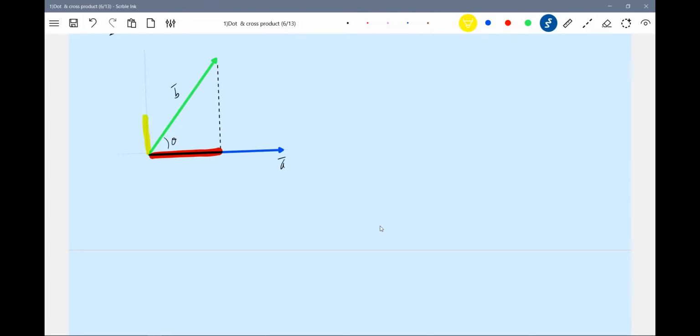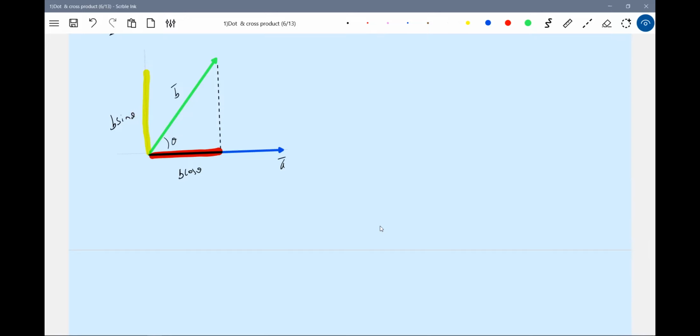Okay, definitely when I resolve, I do get 2 components: one horizontal component, the other vertical component. So this will become B cos theta. This component will be B sin theta. What are B cos theta and B sin theta? They are the rectangular components of the vector B bar. This will be B sin theta.